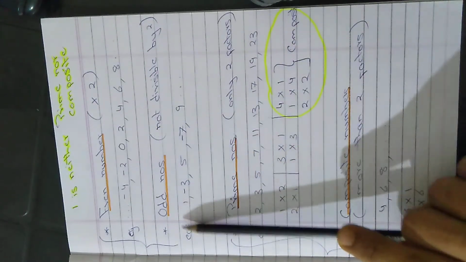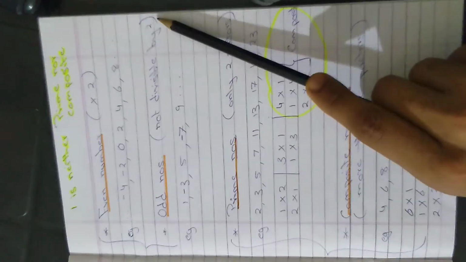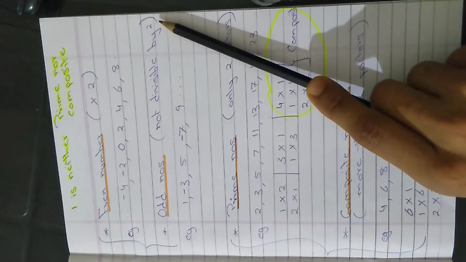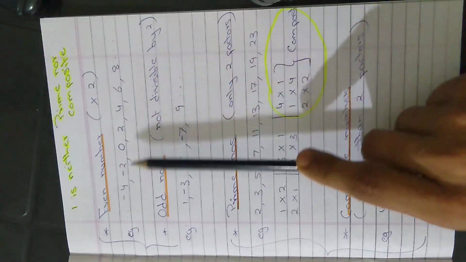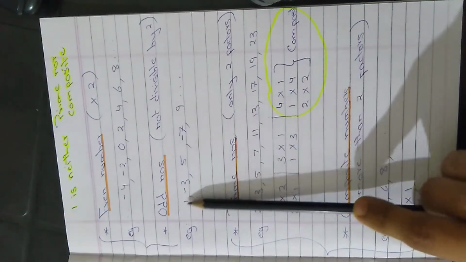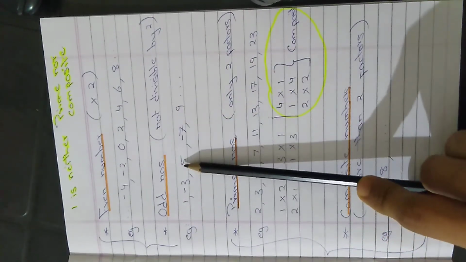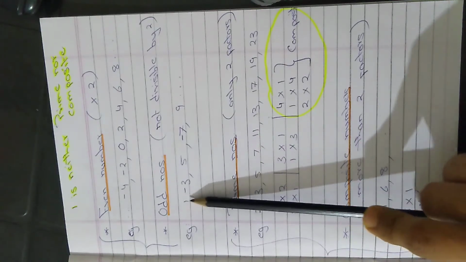And similarly we have odd numbers. Odd numbers are non-divisible by 2. Once we have written even numbers, all those remaining numbers which are left out are called odd numbers. So numbers which do not appear in 2's table are called odd numbers.